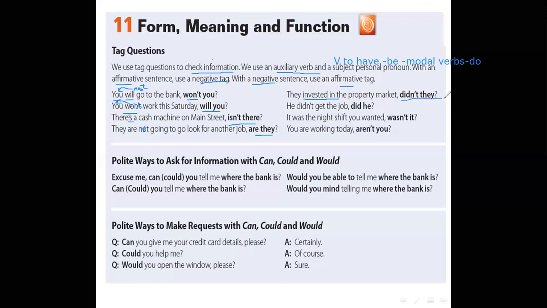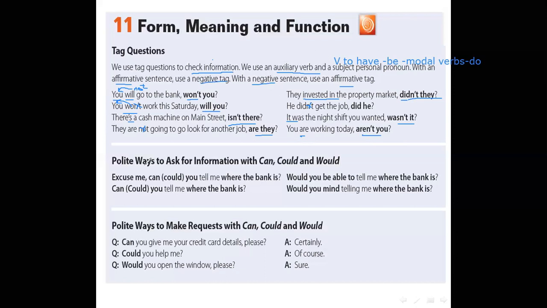He didn't get the job. Did he? Here, it's negative, so we will make the tag question in positive form. Did he? It was the night shift you wanted, wasn't it? Okay, it was will change into wasn't it. You are working today. Where is the auxiliary verb? Excellent. Are. So we will say aren't you. Any question about this point?